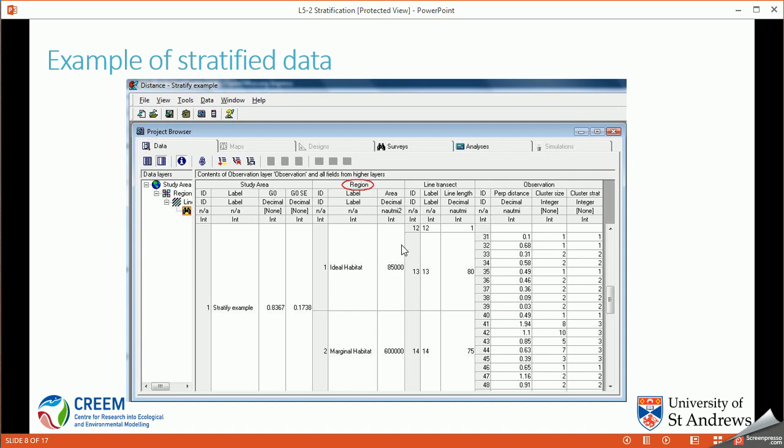In ideal habitat, we can see at least two transects. There might be more that are just off the page because we're not looking at the whole data set here. Transect number 12 and transect number 13. Transect number 12 was of length 1 nautical mile, transect number 13, 80 nautical miles long. On transect number 12, we saw nothing. On transect number 13, we had a number of detections. And then in the marginal habitat, we have transect number 14 and probably some others. So that's what the data looks like in Distance.